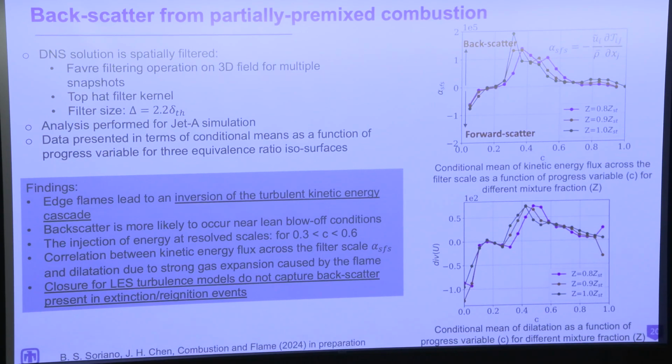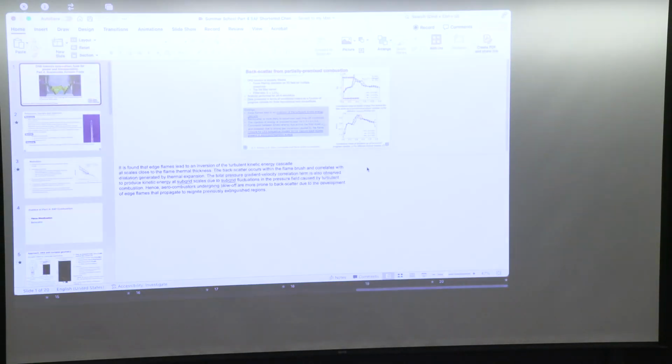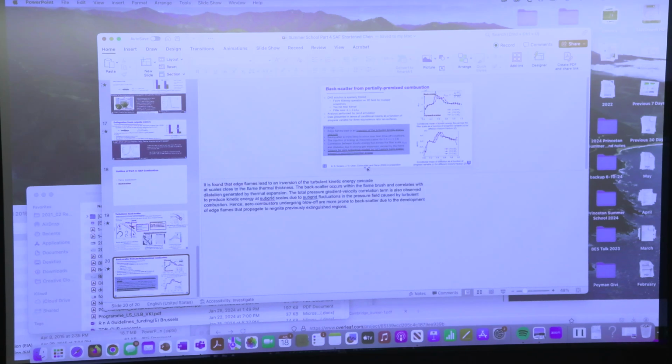And so this suggests that we need some more work on closure models for LES of turbulent combustion near lean blow-off to be able to capture this backscatter that occurs when you have these local extinction reignition events. So with that, I will stop this section, and then we'll talk in a few minutes about the last section, which is on reduced order modeling and a public repository to share DNS data for machine learning training.